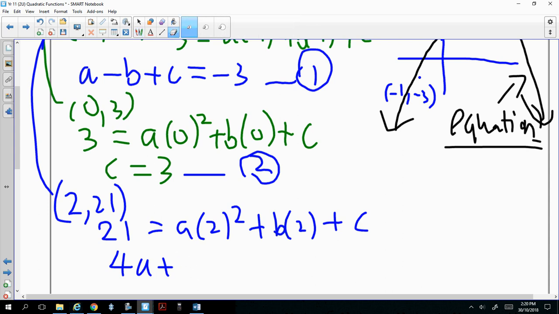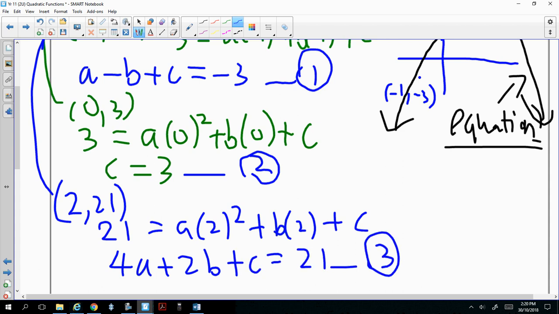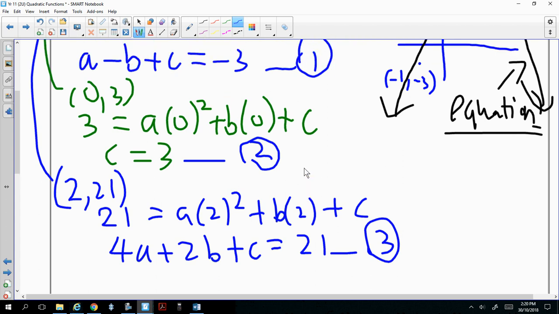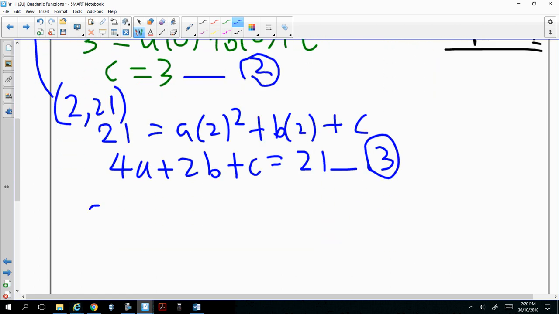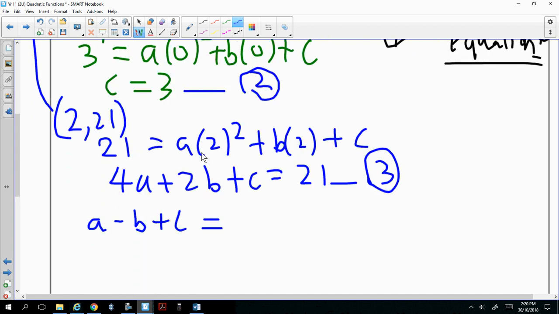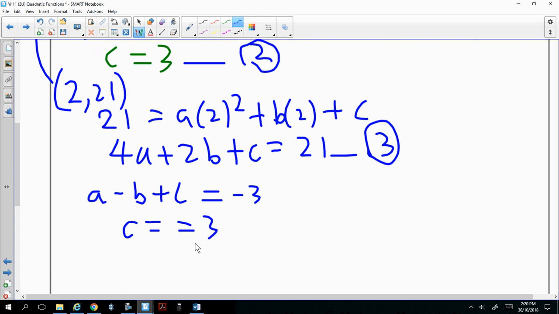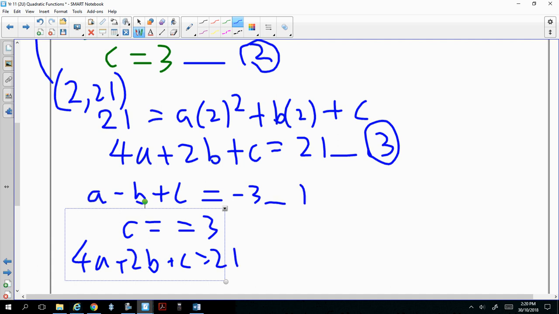Alright, we got 3 equations. Let's summarize this again and write them down. A minus B plus C equals -3. Then C is 3. And then you also have 4A plus 2B plus C is 21. Okay, 1, 2, 3. Alright, so we're going to solve them simultaneously.